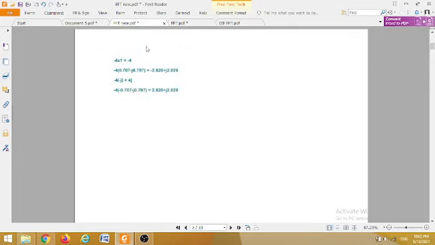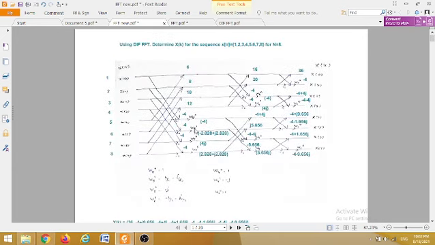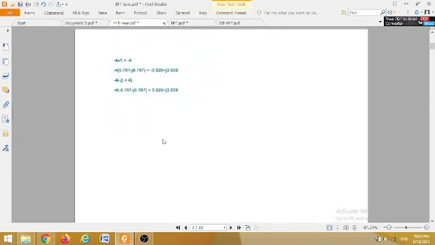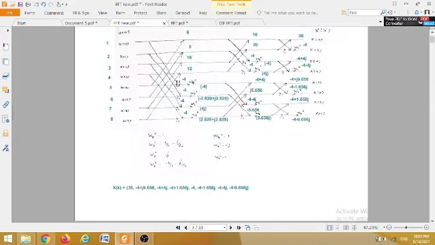So here I have also mentioned what this one is. Minus 4 into W8 power 1. W8 power 1 is 1 by root 2 minus j by root 2, which is 0.707 minus j 0.707. So multiplying them, you will be getting minus 2.828 plus j 2.828. So these are all the calculations that we have done for obtaining the values. Okay.